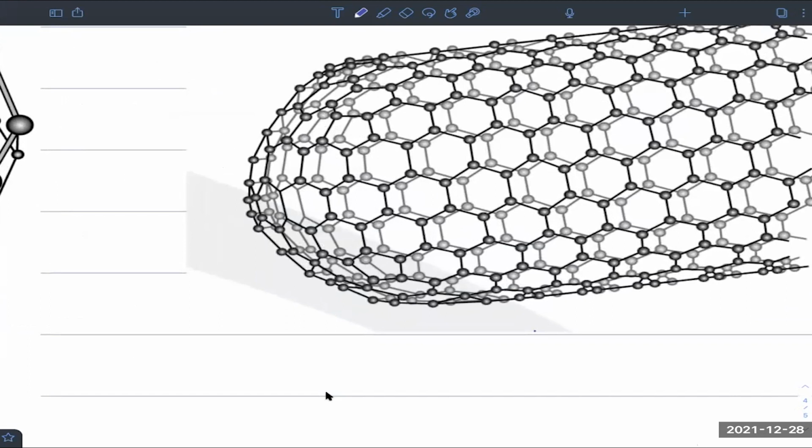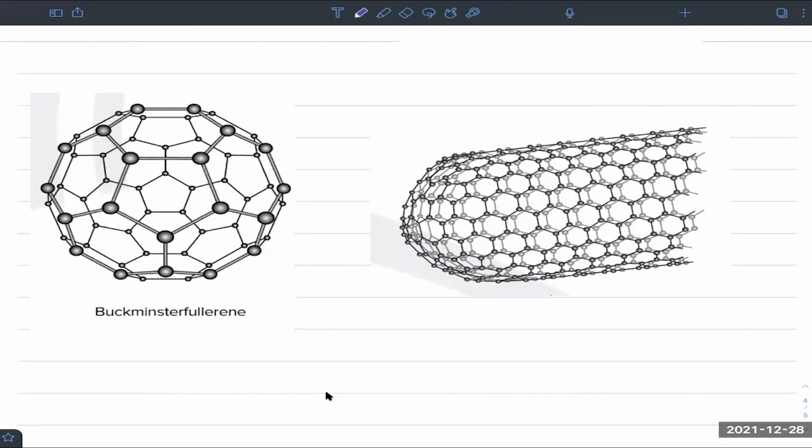Because if you notice, every carbon atom in there is joined to 3 others. So the fourth electron, it's free. And now it can move inside the cylinder as well. So it has a very high electrical conductivity. This is also very strong because this is kind of a lattice. So it's hard to break this.